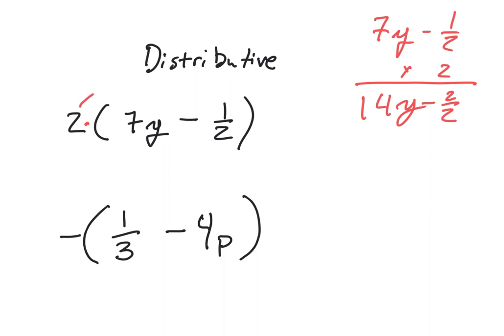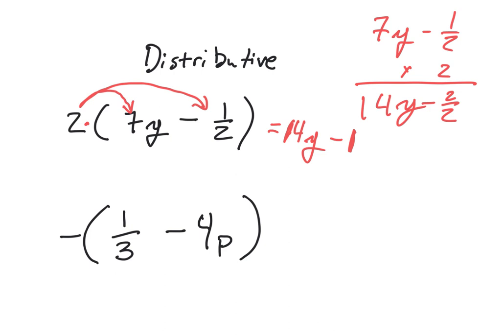Oftentimes when you see it in an algebra class, they're going to distribute this there and to here. And what we're doing, we're distributing it through multiplication. So it's 2 times the 7y and 2 times the 1/2. So I'm going to have then 14y minus 1. I'll just go ahead and reduce it because 2 times a half, or 2 halves. How many is 2 halves? I have a full 1.